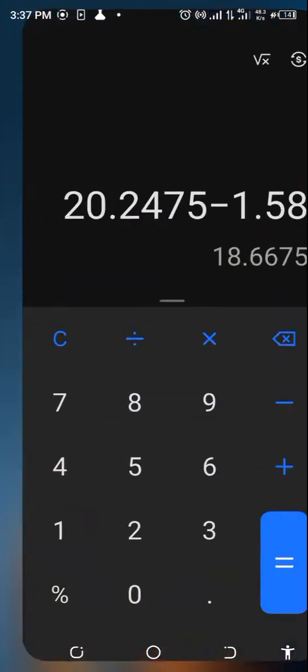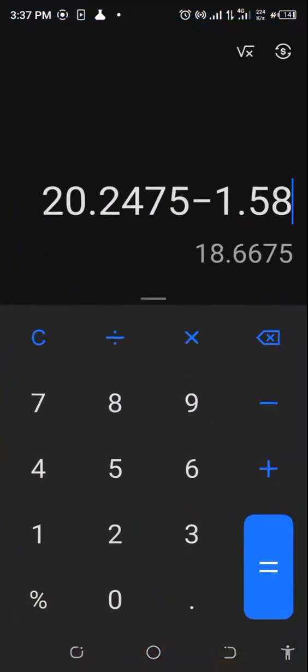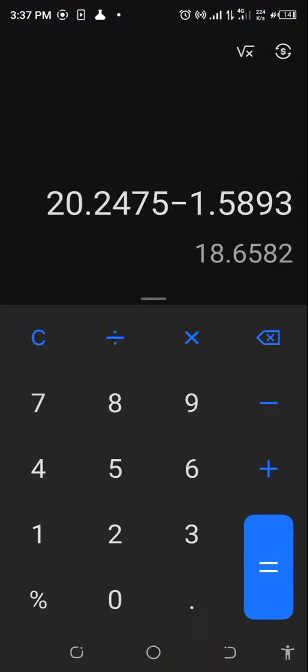1.5893. So that's what's going to give us what we're working with. So what we're working with really is 18.6582. So let's just work with that. Okay, so what we've been able to change is 18.6582. That's what we're going to use for this trade.